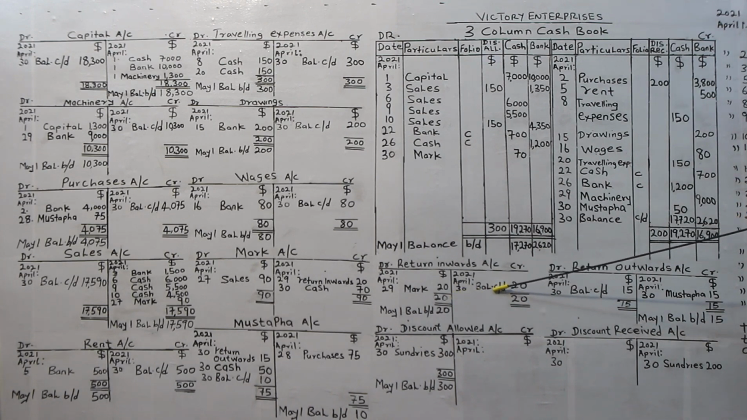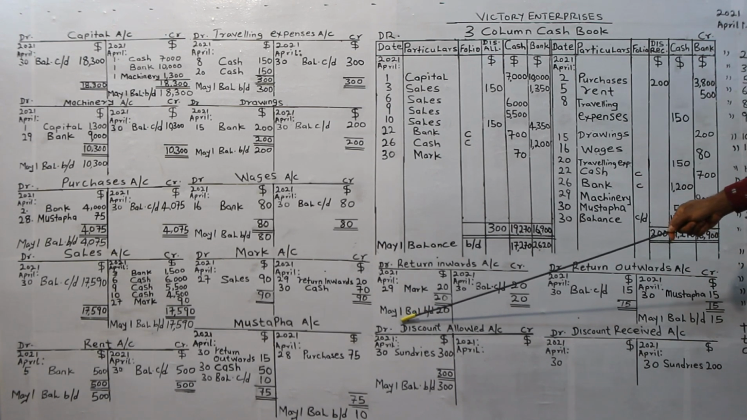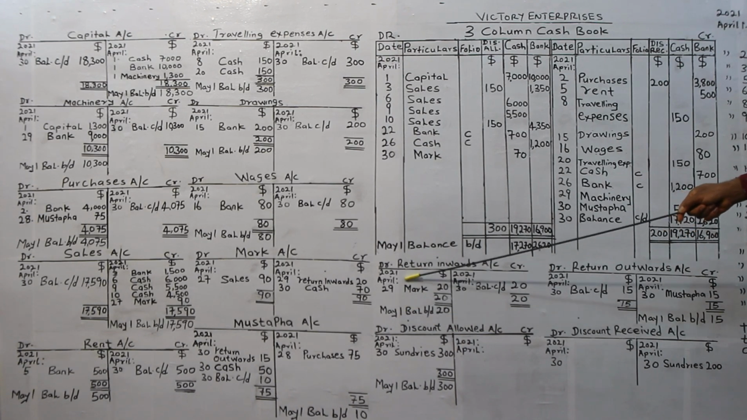And finally, the balance carried down of $20 comes back to the debit side, showing that the only amount of goods received as return inwards is $20 for the end of April 2021, which now becomes the opening balance, that is balance brought down for May 1st, 2021.